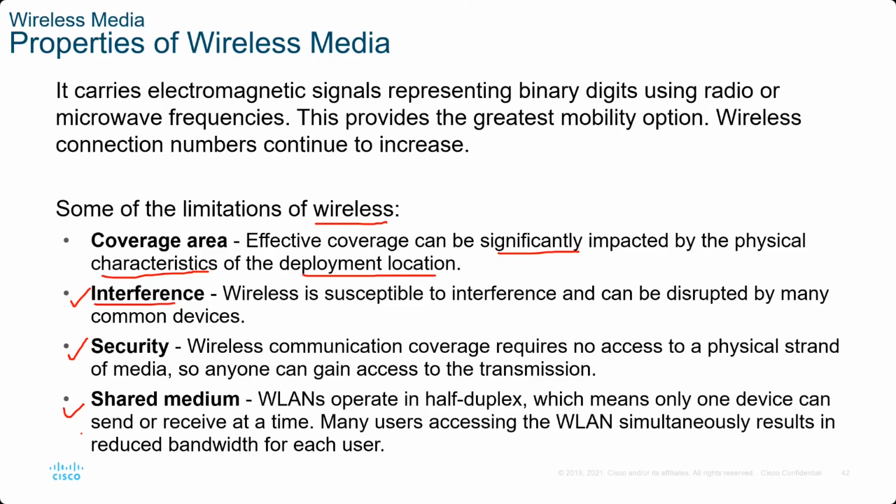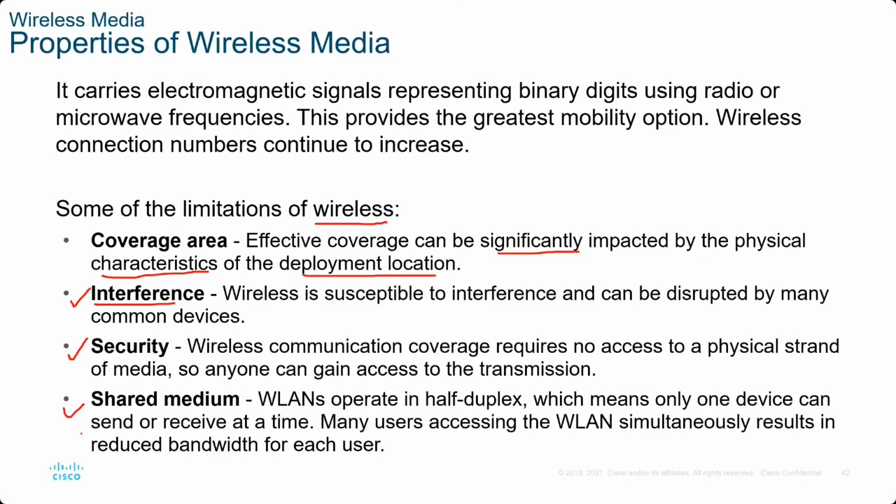Then all the users are sharing that bandwidth on the wireless access point. So if there are two users connected to your wireless access point, they would have to divide the 54 Mbps bandwidth between them. So each one is only getting 27 Mbps. If you have 10 users, then everyone is getting just 2.5 or 3 Mbps.